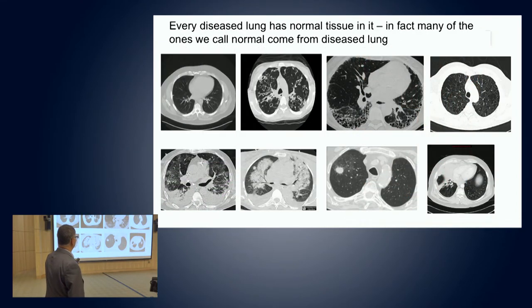The other thing I wanted to show is different diseases. This is a CT scan. This is a normal person. That's the way it looks, beautiful. Dark means air. And these are different lung diseases, and every one of them looks different. The reason I'm showing it is that many of these lungs actually have normal areas.